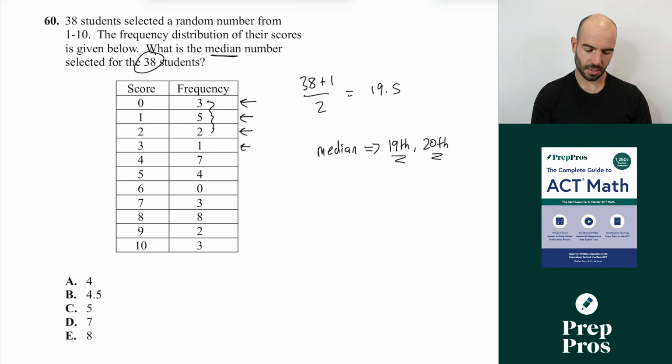This is going to be my 11th student, plus 7 more is going to get me up to 18 students. So my 19th and 20th students are going to be some of these students here, and those students had a score of 5. Since both the 19th and 20th students had a score of 5, that means that our median, which is the average of those two, is still going to be 5. So that's how we get to the answer here of C.